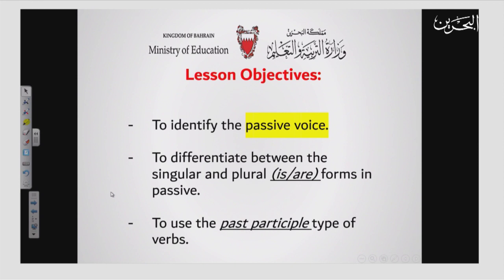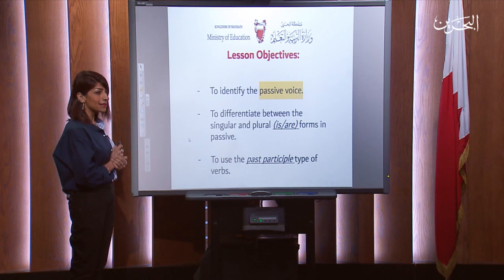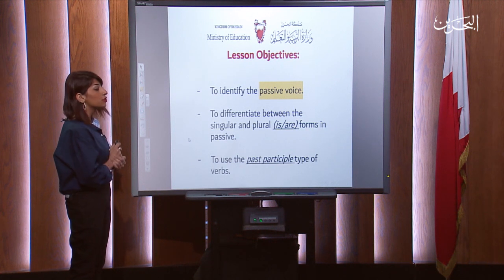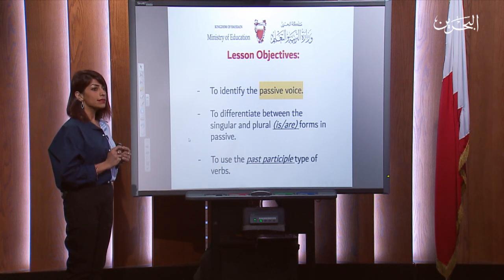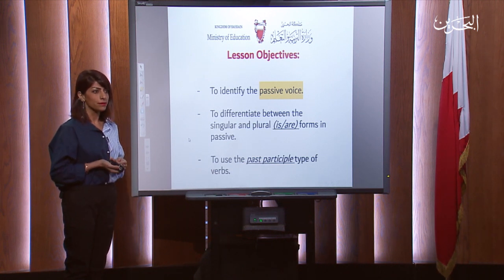Let's go for the lesson objectives. By the end of this lesson, we are expecting to have achieved three main objectives. The first one is to identify the passive voice, to differentiate between the singular and plural is and are forms in passive. And the final one is to use the past participle type of verbs.